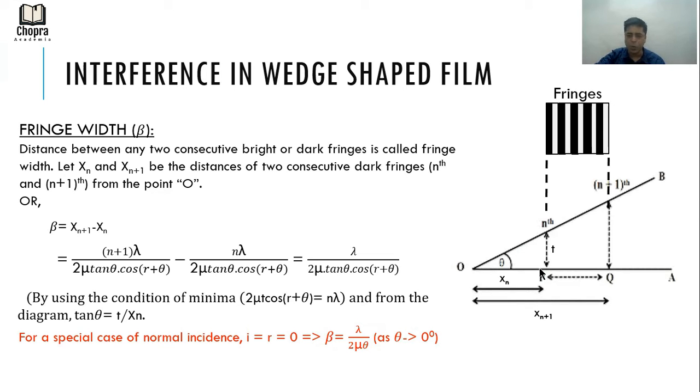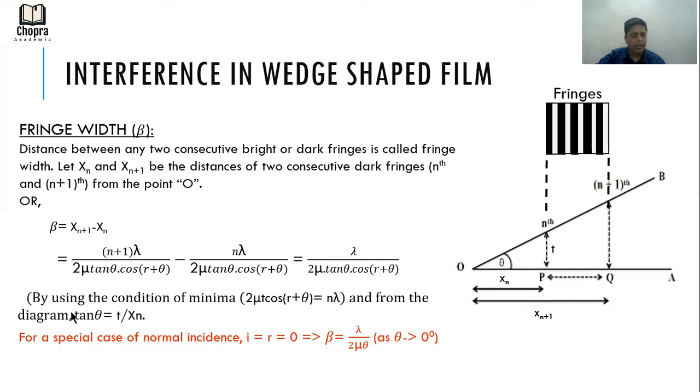So this distance is OP, which is given as xn, and the distance of the n plus 1th fringe is OQ from the O point, denoted as xn plus 1. So we would find the difference between OP and OQ, or the PQ distance. The PQ distance we need to find. So we'll just subtract xn plus 1 and xn to get the fringe width.